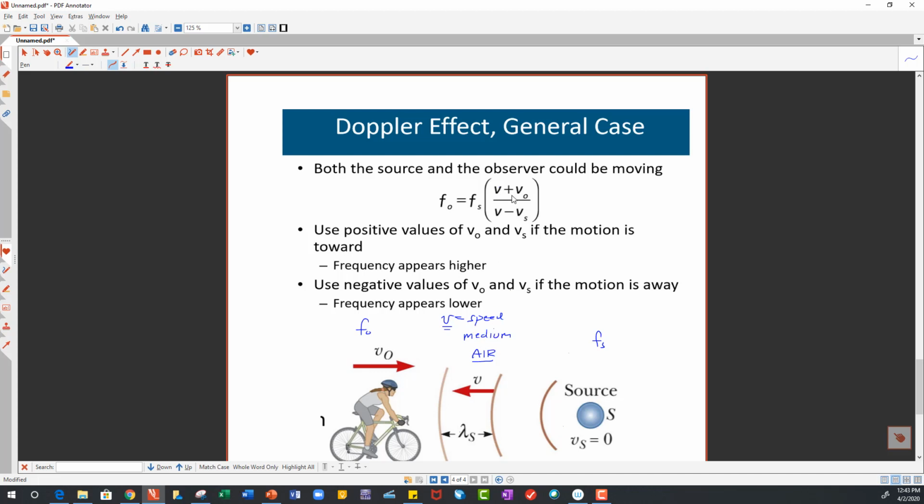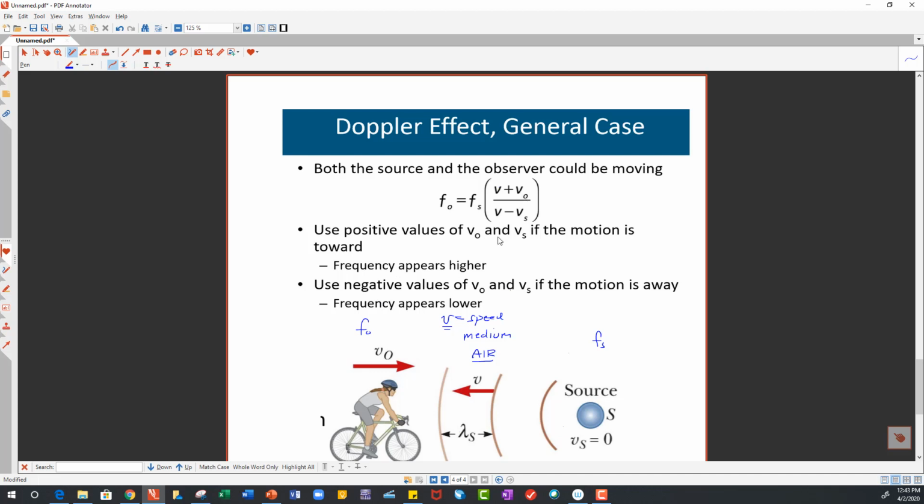This is the velocity of the observer. This is the velocity of the source. Then this is the frequency that the source emits, and this is what the observer would hear in this case. And if the motion is towards the source, or if they're moving towards each other, then you want to make the values of the observer and the source positive.